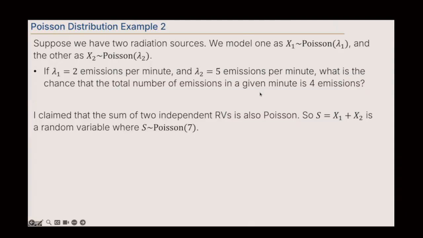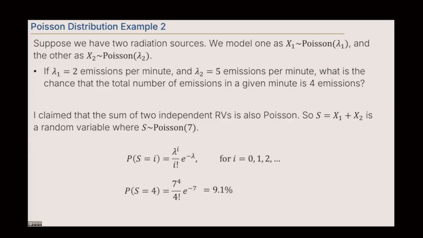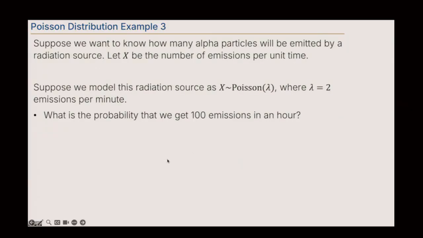I claim that the sum of 2 independent random variables that are Poisson is also Poisson. So the sum will just be you add these 2 separate lambda 1 and lambda 2. If I want to know the probability that the number of emissions is 4, I'll get 9.1% in this case. So the chance in a given unit interval that it's 4 emissions would be 9.1%. And that makes some sense. If I have 2 random sources that are firing off particles randomly, I should just be able to combine them like so. So it matches that intuition.